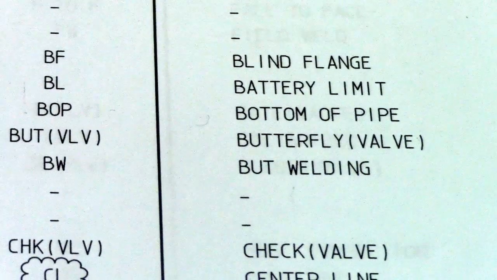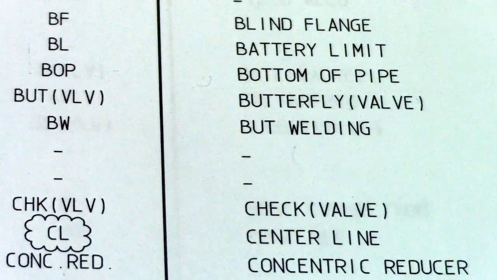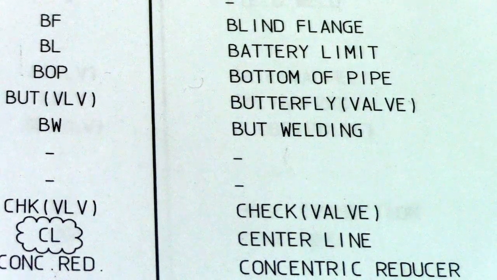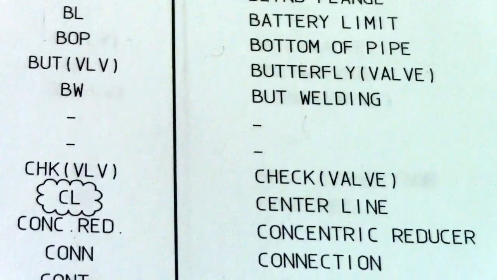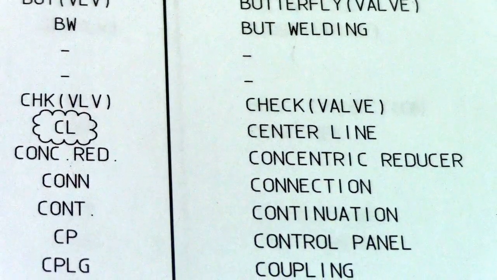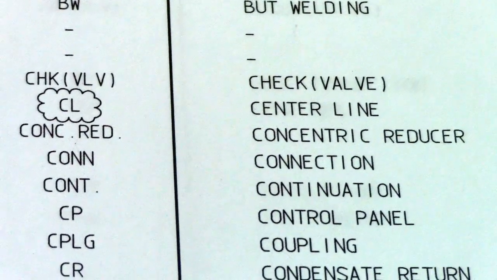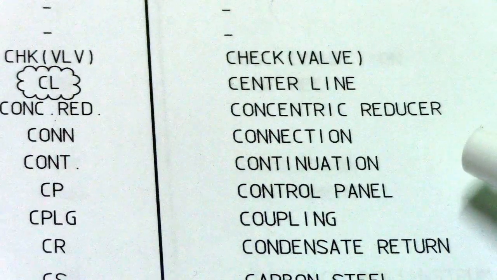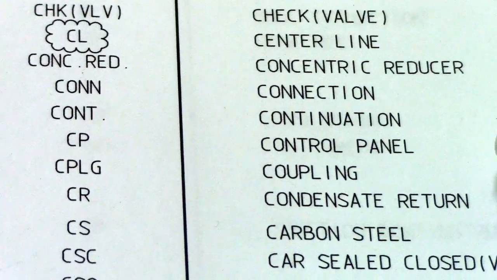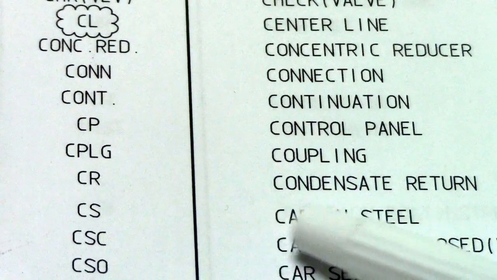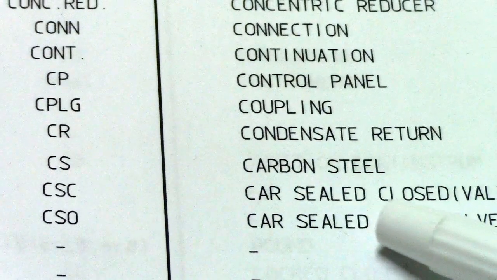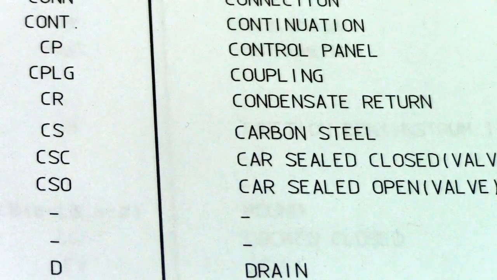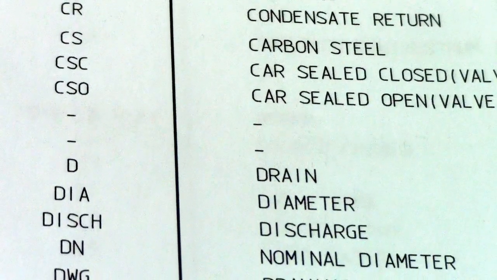This is a very important abbreviation. Please take note of all of these, because during interviews, sometimes piping abbreviations are a number one topic for the interviewer. Please take note: check valve, center line, concentric reducer, connection, continuation. An example question is: what is CR, what is CS? Carbon steel. CSC, this is car sealed closed. Okay, valve. CSO, car sealed open.